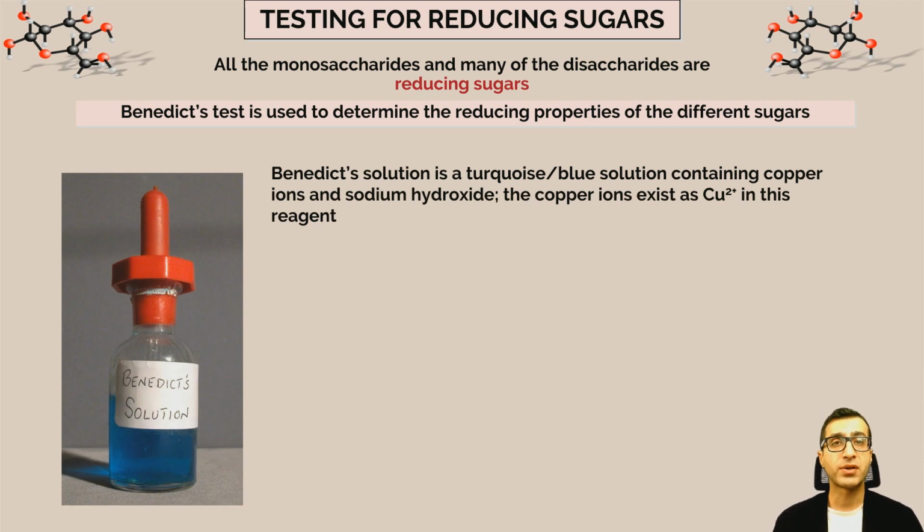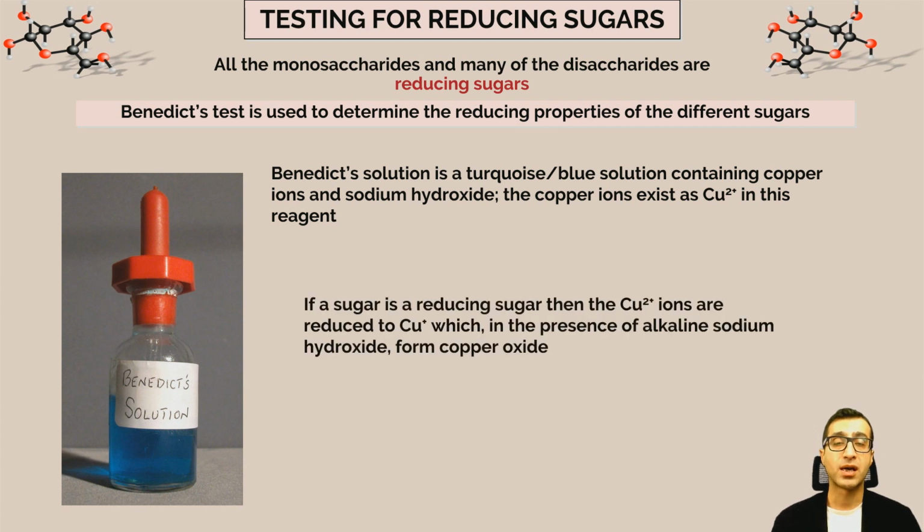Now, the copper ion exists as copper 2 in this reagent, so Cu2+. And so if a sugar is a reducing sugar, then the Cu2+ ions are reduced to Cu+. Now again, this goes back to the definition of reducing or reduction in chemistry. Reduction in chemistry can be defined essentially in 3 different ways. Oxidation and reduction have three different definitions in chemistry.